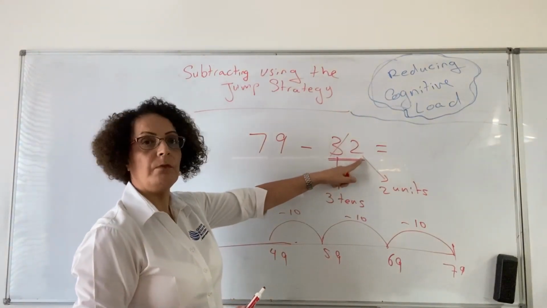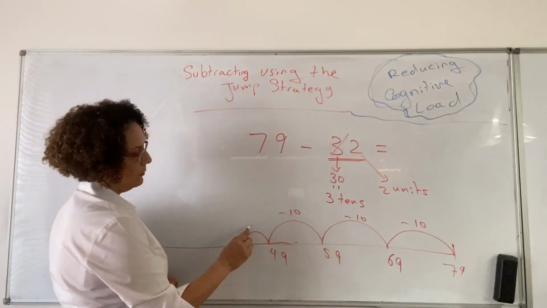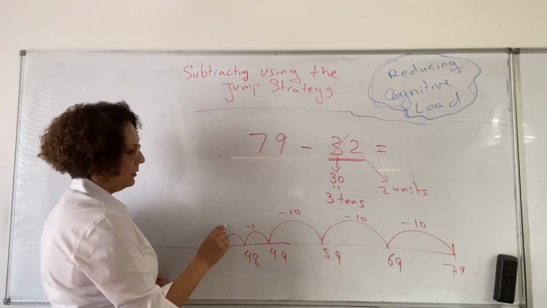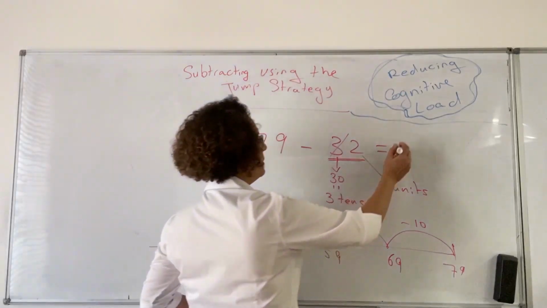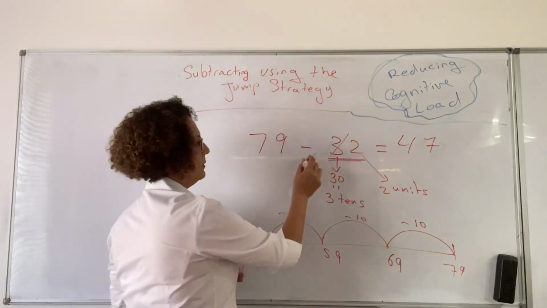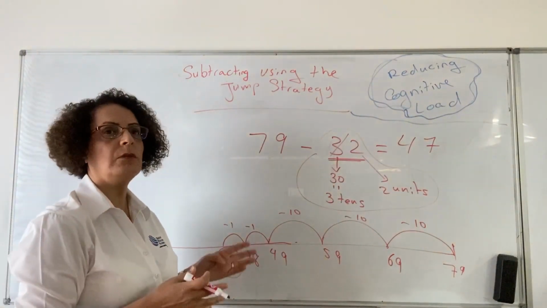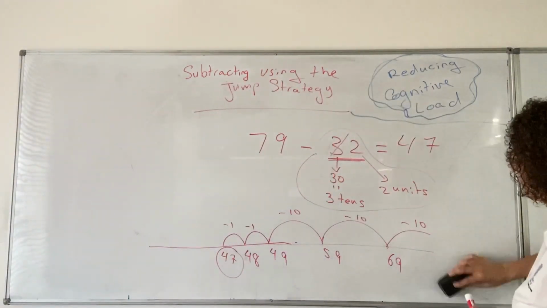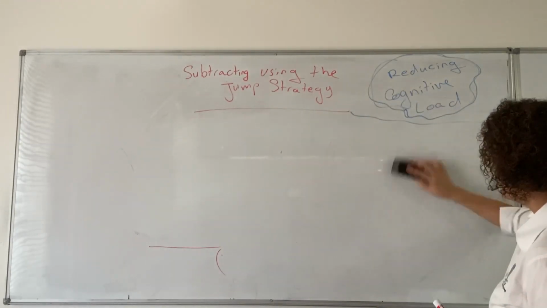Now we're going to move backwards another 2 units. So 1 unit will take us to 48, and another 1 will take us to 47. So our answer is 47. So easy, simple, as long as they understand the place value. Make sure they do understand it before you start. Let's have another example. Let's take a little bit more challenging one.